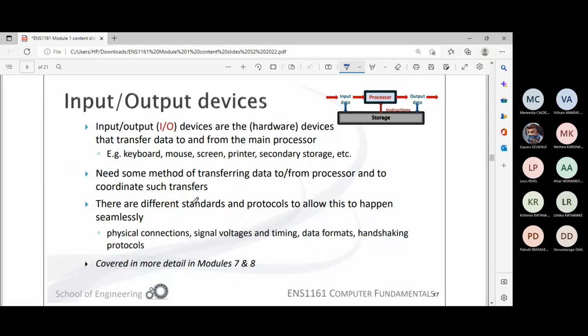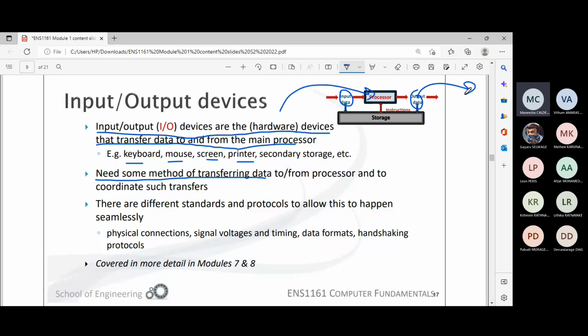Input-output devices. IO devices are the hardware devices that transfer data to and from the computer: keyboard, mouse, screen, printer, and so on. We need some method to transfer data, because input-output devices focus on taking data input into the system and taking data from the machine out to the external environment. We will discuss these in future modules 7 and 8, mostly focused on input-output devices, not just microphone and other stuff. Much more detailed discussion will follow on these input and output devices.